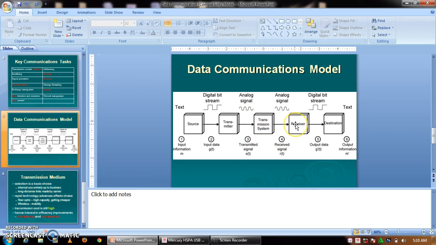Next, the receiver. It converts the received signal into data. Here, the received signal is denoted as r(t). First, we send the message input information as M. Here, the transmitter converts the data into transmitted signals, that is s(t), and then the transmission system carries the data from source to destination, the received signal, that is r(t). Next, the destination takes the incoming data. So again, the analog signal is converted into a digital bit stream. The final output is M'.